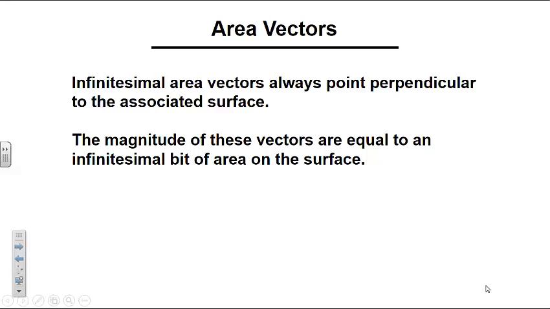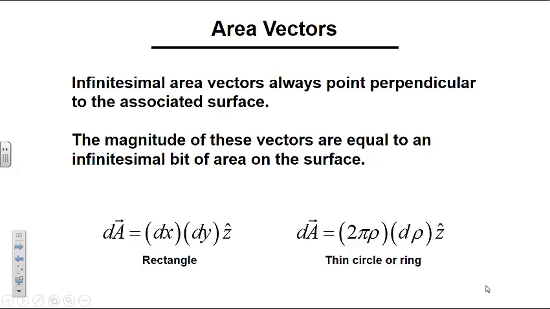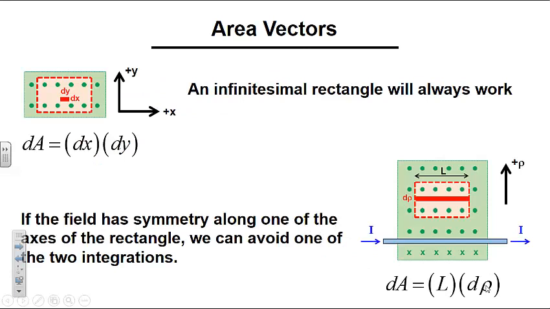The shape for these bits of area, and thus the associated equation, vary depending upon the geometry of the surface and the geometry of the field. Two examples of infinitesimal area vectors are a rectangle and a thin circle. An infinitesimal rectangle will work as an infinitesimal bit of area for any surface and field. However, it is not always the mathematically simplest bit of area to use.